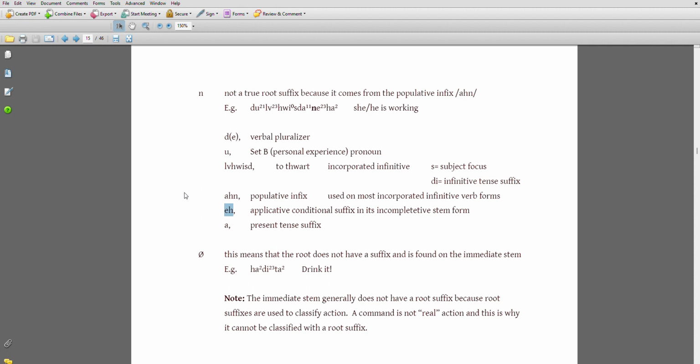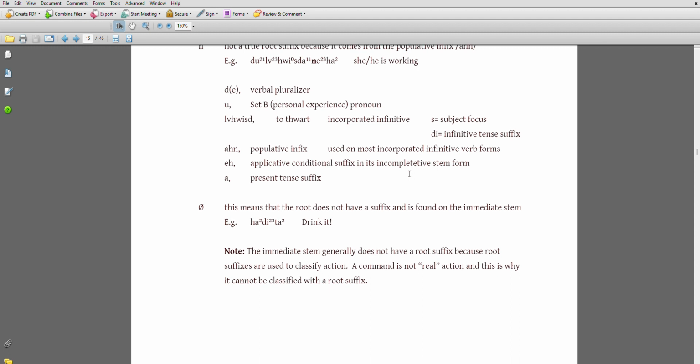So it could be, whatever the work they have you doing, you're basically thwarting issues or problems or work for that person. And then this 0, this means that the root does not have a suffix and is found on the immediate stem mostly. Haditan, drink it.